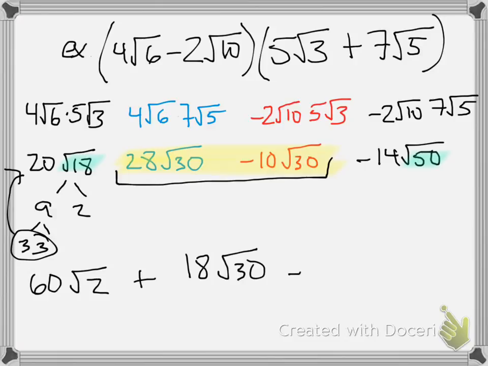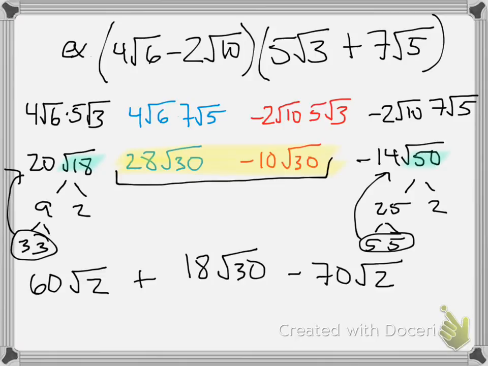Now let's simplify the square root of 50. 50 breaks apart to 25 and 2. 25 breaks apart to 5 and 5. The pair of 5s multiplies times the 14 to give you negative 70 square root of 2, because 2 is what you have left.